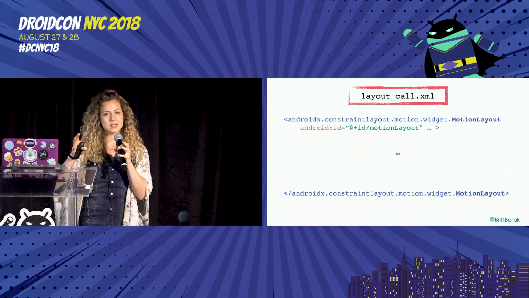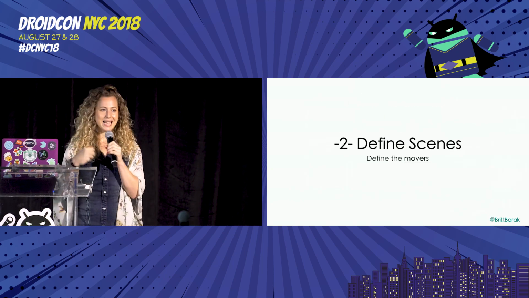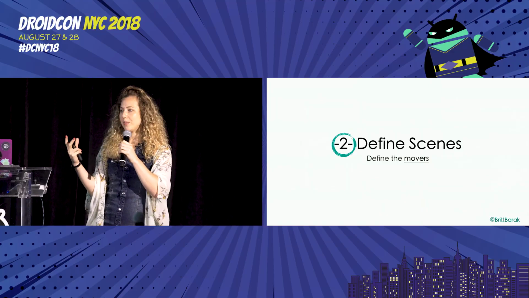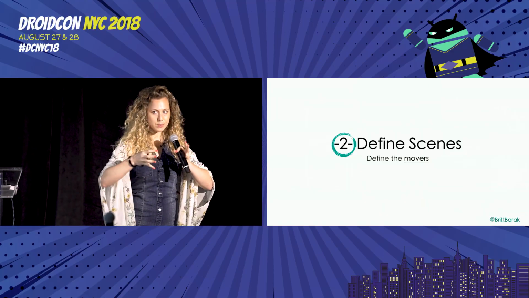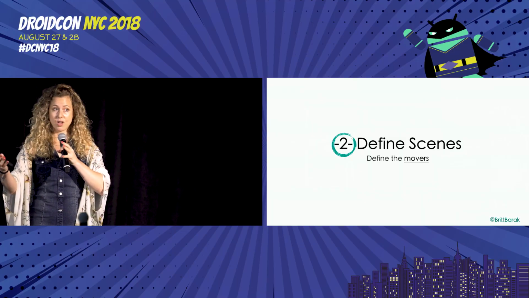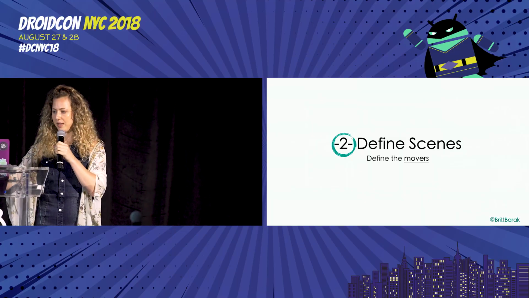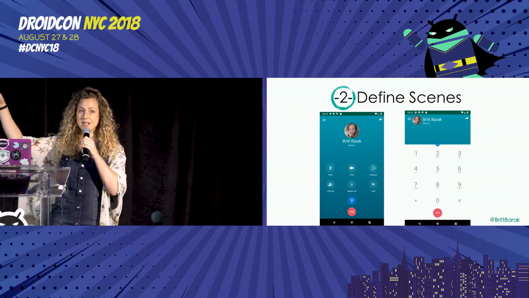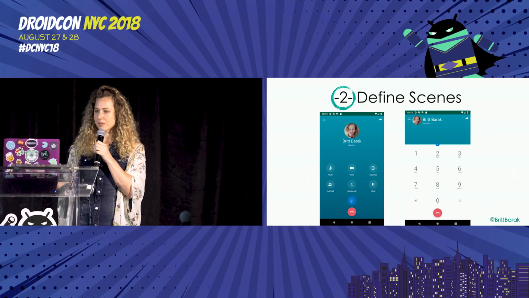So after I have this layout with all the views and all their attributes, the next thing I need to do is to define the scenes. What do I mean by the scenes? It's basically to say, okay, I want to move from this place to that place, from this kind of layout to that kind of layout. So where do I want to start and where do I want to end? My start and end states are this: when the keypad is up and the keypad is down.